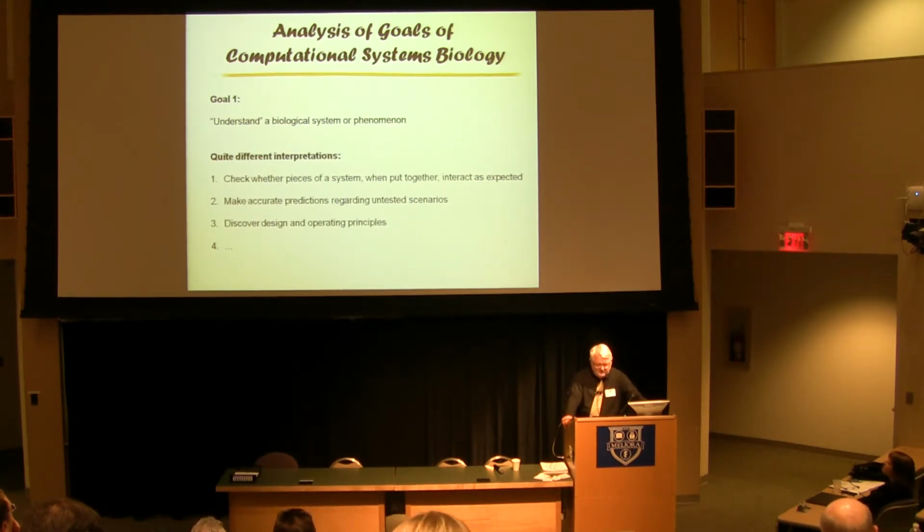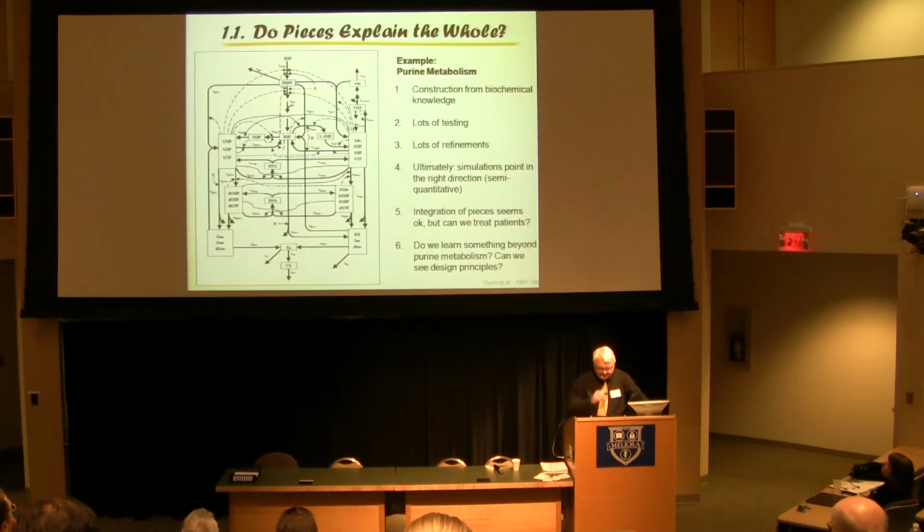Number two, people often say, well, we want to make accurate predictions of something that hasn't happened yet. And that's what models are for. Otherwise, why do we need them if we already know what the results are? And then three, I mentioned that briefly, is the discovery of design principles, and I'll come back to that.